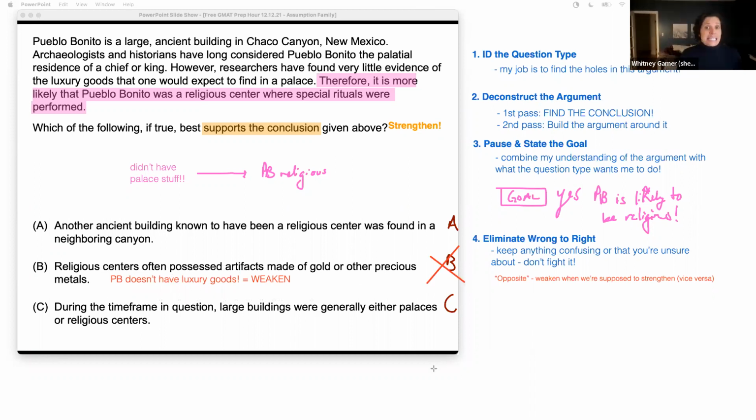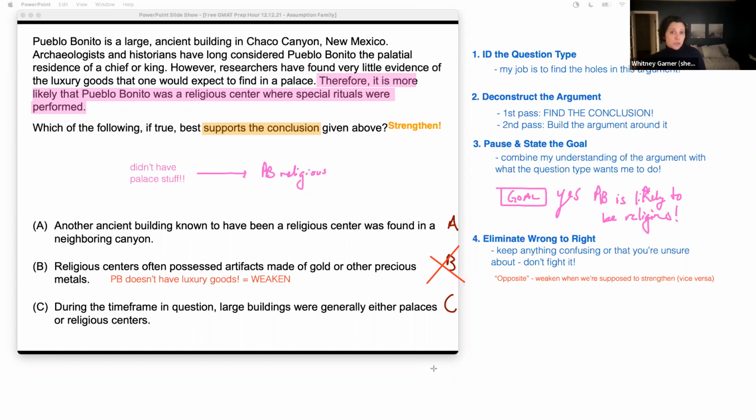B. C: during this time frame, large buildings were generally either palaces or religious centers. This might seem weird. However, the author did make quite the leap from saying everybody thought it was a palace, but then we just didn't find any luxury goods, so I guess we're going to call it a religious center. Like, where did religious center come from? Couldn't it have been many other things? It could have been housing for who knows, right? It could have been a site where people worked. So the fact that they jumped from it being a palace to a religious center, that's a leap.